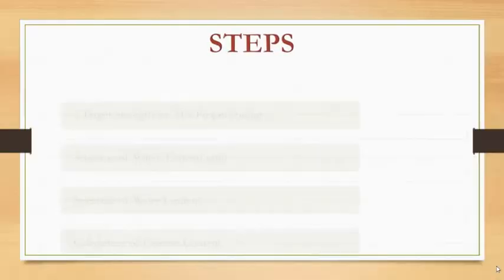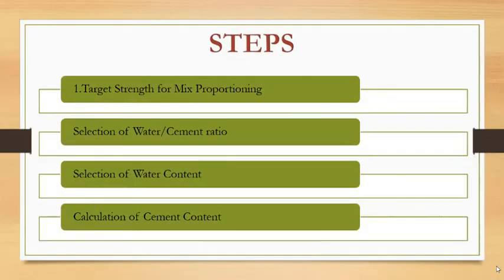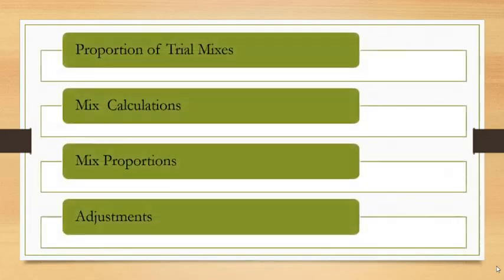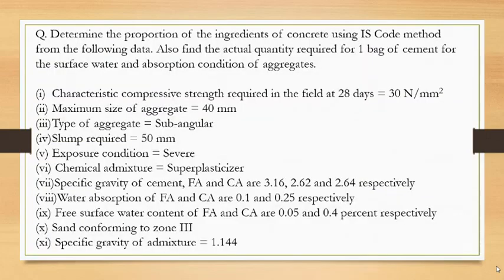So this is the second problem of mixed design. Firstly, these are the steps to solve a mixed design problem, which have already been discussed in the previous video. So let us directly come to the problem. This is the problem that we are going to solve today. Determine the proportion of the ingredients of concrete using IS code method from the following data.